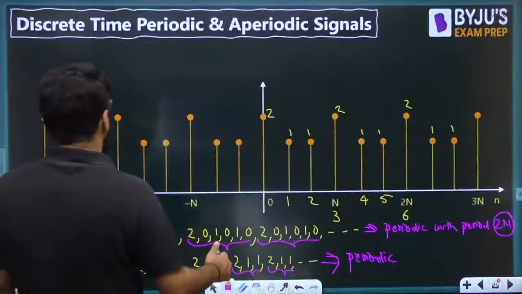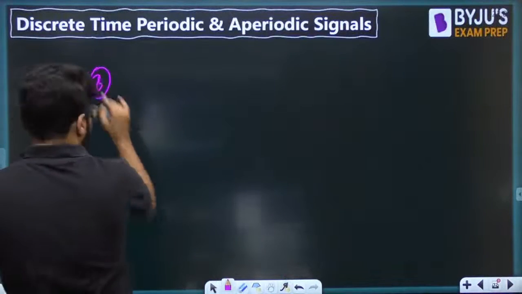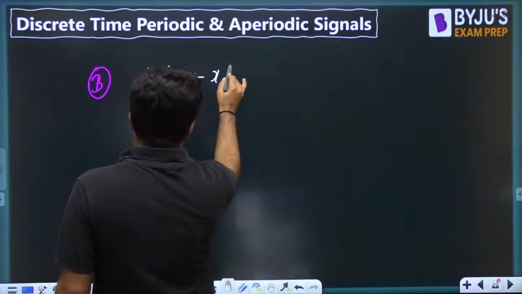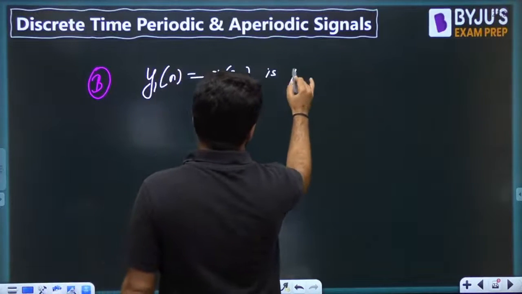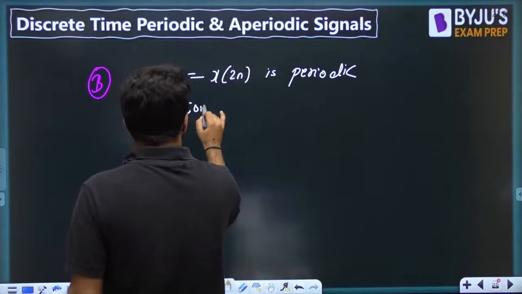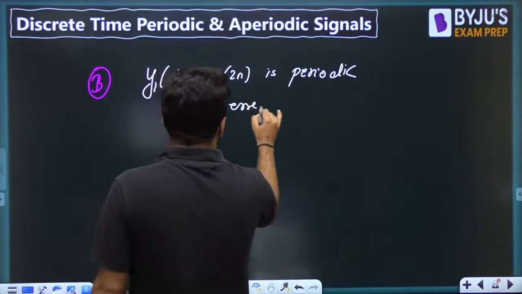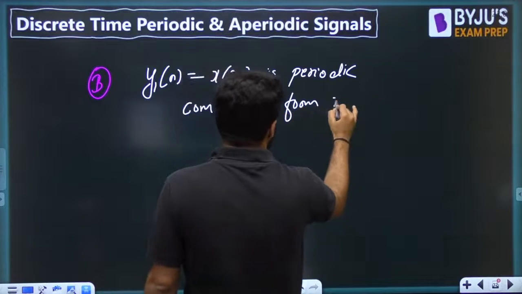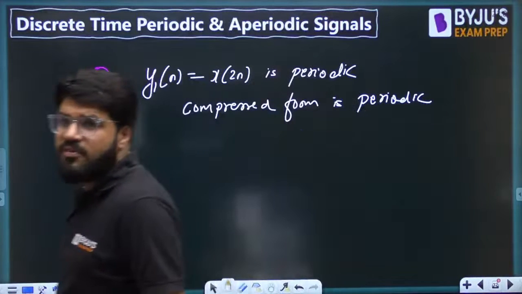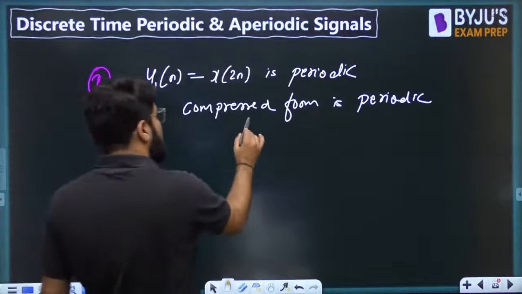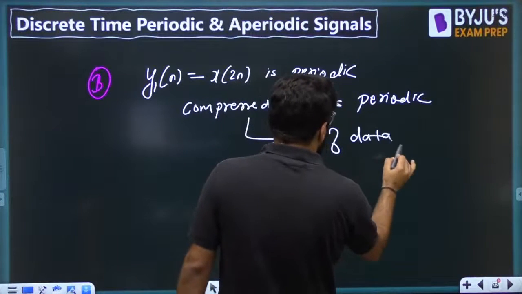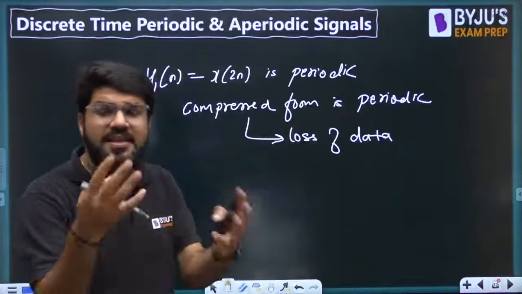If you want, I can write down some comments here. B option क्या बोलता है? Y1n, which is x of 2n, is periodic. Okay, the compressed form is periodic. The compressed form of a signal is periodic. मैंने ग्राफ से explain तो किया, but I'm writing down some fundamental point. Compressed form is obtained after loss of data. Okay, so after some samples were lost, then the signal is periodic.